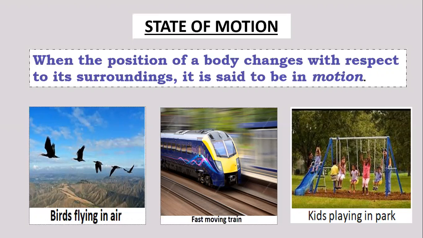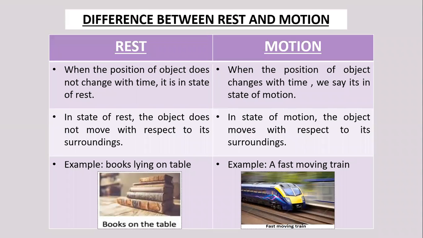So, what is the difference between rest and motion? First point, for rest, when the position of an object does not change with time, it is in rest state. Second, the object does not move with respect to its surroundings. It is in rest state. For example, books lying on the table are at rest.